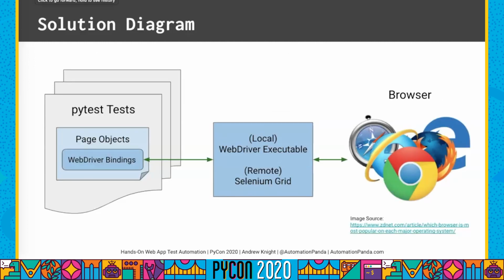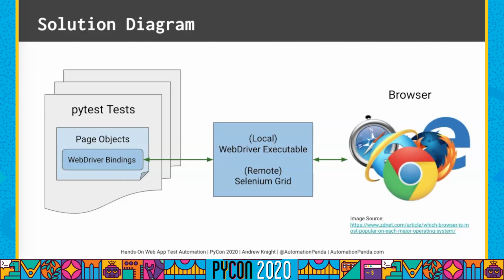Here's what our solution will look like if we were to sketch it out as a diagram. On the left, we will have our test automation code. We will write a series of pytest test cases, and inside of those pytest tests, we will call page object classes, which model higher level interactions like login or searching. Within the page object methods, there will be calls to Selenium WebDriver bindings, which are the low level interactions, the clicks, the scrapes, all that kind of stuff.